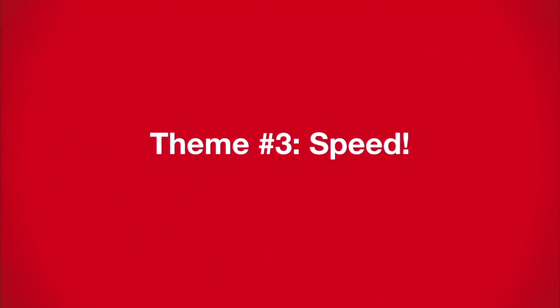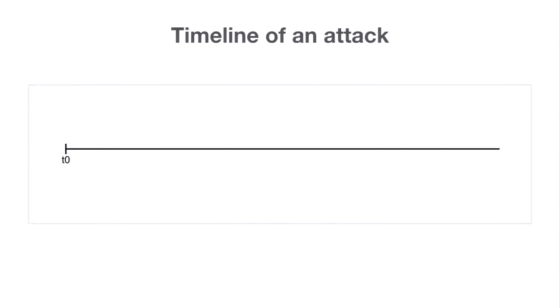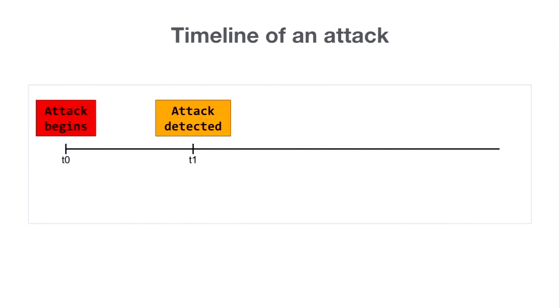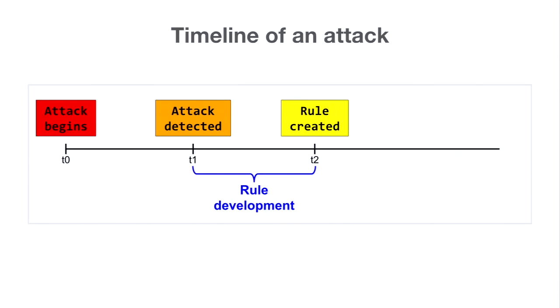I could talk about each one of those for an hour, but let's talk about the third theme, speed. So let's consider a timeline of an attack. At T0, an attack begins. Then at some point in the future, T1, we detect that the attack has begun, and maybe some global aggregate is off. There's some step function change in some metric that I'll give examples of in smaller groups. Then we go into rule development mode, so we're trying to figure out what is it that identifies this attack. Eventually, we figure out what identifies this attack.